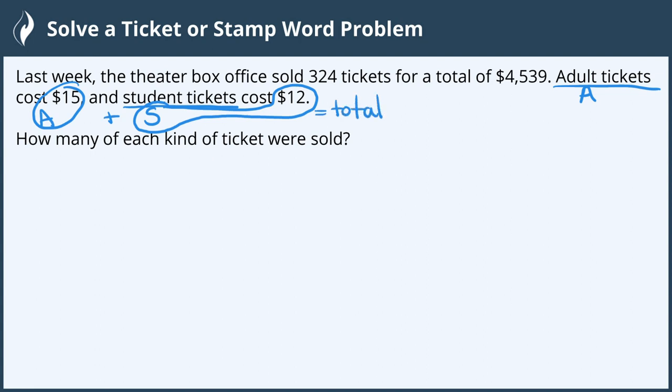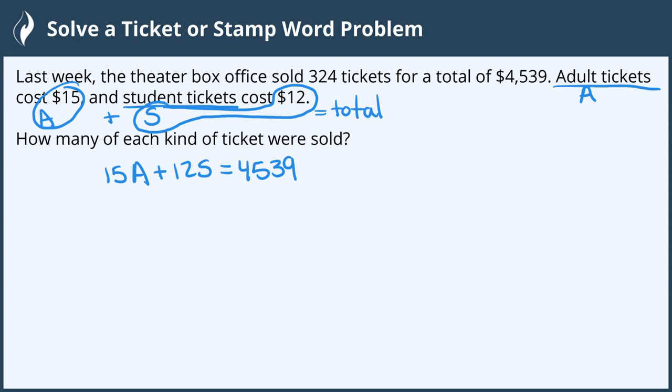This gives us our first equation. 15 times A, 15 being the value of the adult tickets and A being the amount of adult tickets, adding this to 12S, 12 being the value of the student tickets and S the number of student tickets. This will equal the total amount of $4,539. The difference from the coin problems to this one is that there's not a second sentence to translate.